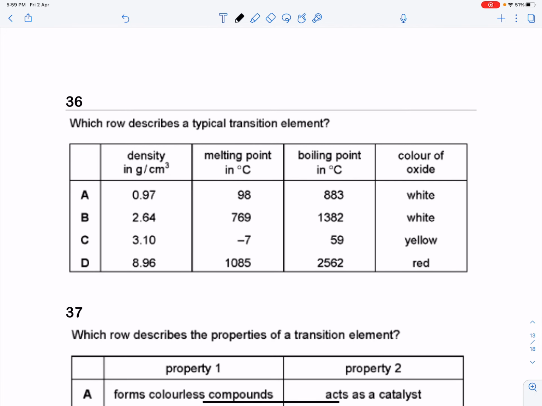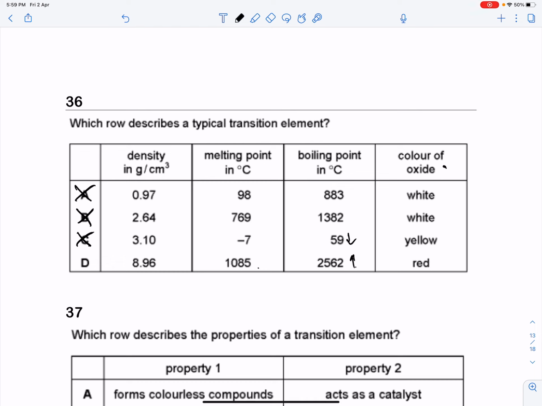36. Which row describes a typical transition element? So let's go in for something that we know already. Transition elements form colored compounds. So it's not going to be A, it's not going to be B. It's going to be yellow or red. Boiling points are high. So we can immediately rule out C because this boiling point is low, this boiling point is very high. Let's double check.